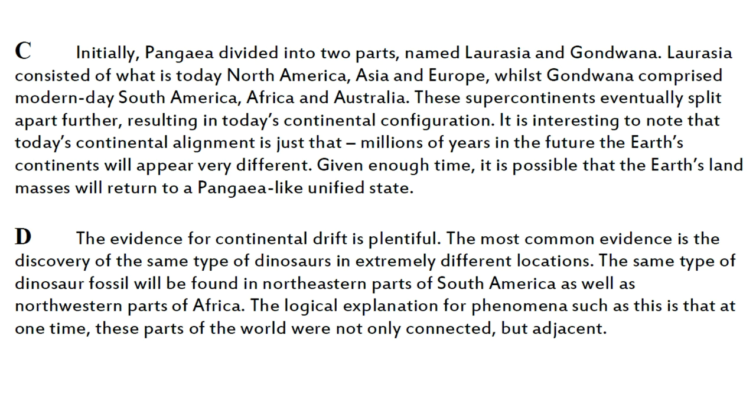The evidence for continental drift is plentiful. The most common evidence is the discovery of the same type of dinosaurs in extremely different locations. The same type of dinosaur fossil will be found in northeastern parts of South America as well as northwestern parts of Africa. The logical explanation for phenomena such as this is that at one time these parts of the world were not only connected but adjacent.